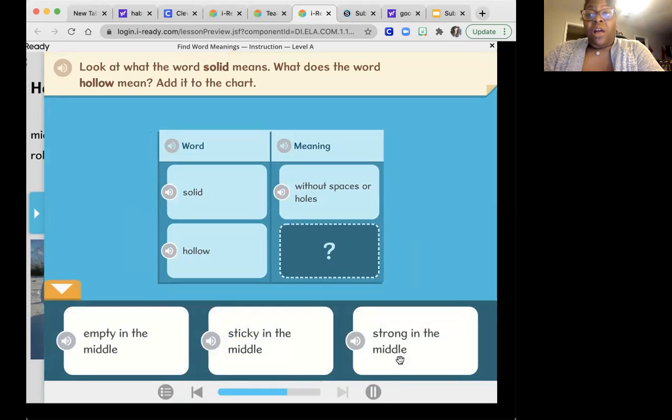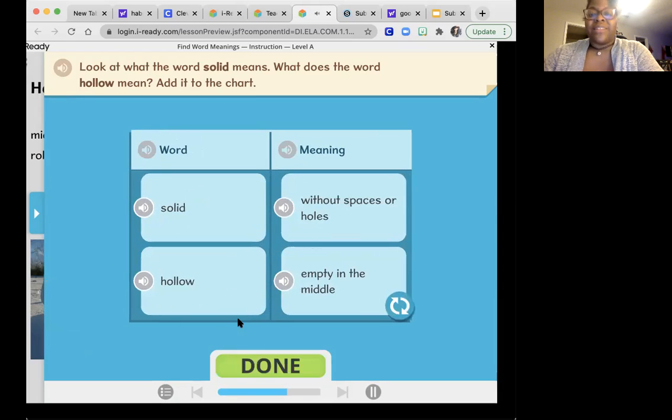But let's read the others. We must make sure that we don't only pick a good answer, but the best answer. The next one says sticky in the middle. Well, we didn't read anything about hollow and solid and sticky in the same page. So let's move on. Strong in the middle. So we know the one that says empty in the middle is the best answer. Yes, good thinking.